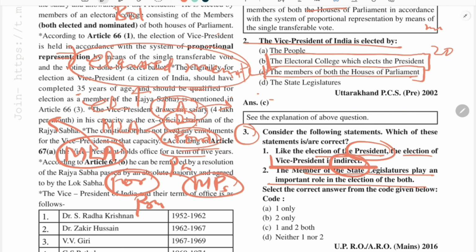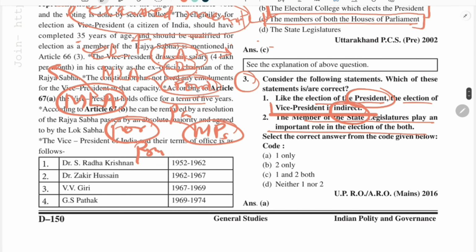And in a similar fashion, the election of vice president is also indirect. People do not take part directly in the election, they do not vote for the vice president. Our representatives in the parliament take part in this election. And I told you about the electoral college. What is its composition? It comprises both nominated and elected members of both houses of parliament, that is Rajya Sabha and Lok Sabha.